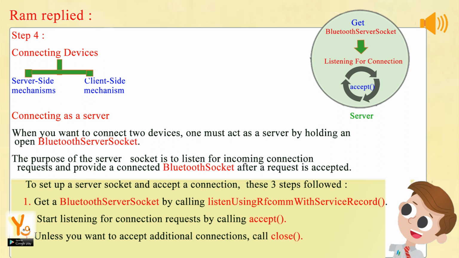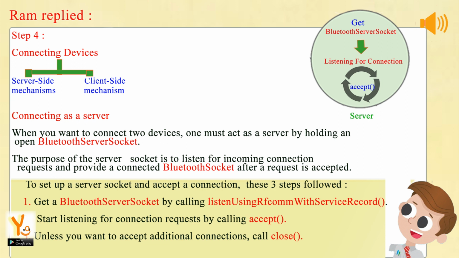Now, connecting as a server. When you want to connect two devices, one must act as a server by holding an open Bluetooth server socket. The purpose of the server socket is to listen for incoming connection requests and provide a connected Bluetooth socket after a request is accepted. To set up a server socket and accept a connection, these 3 steps are followed.